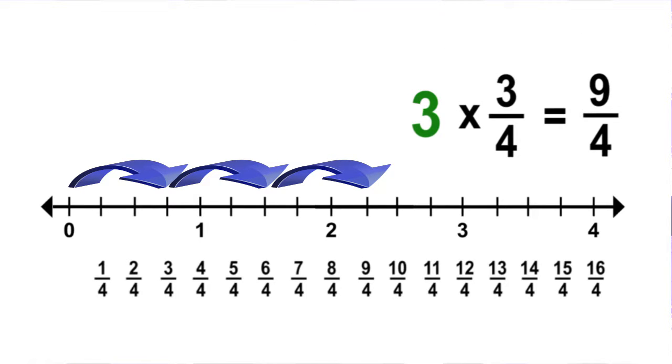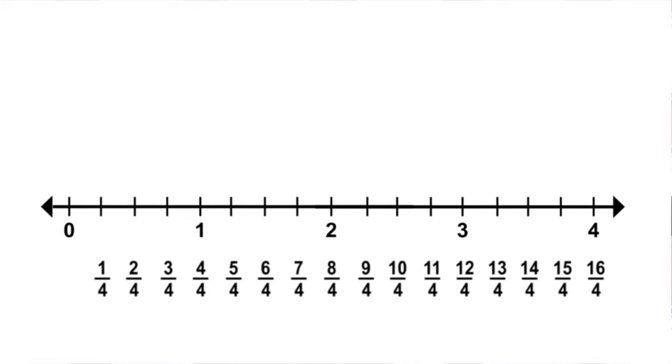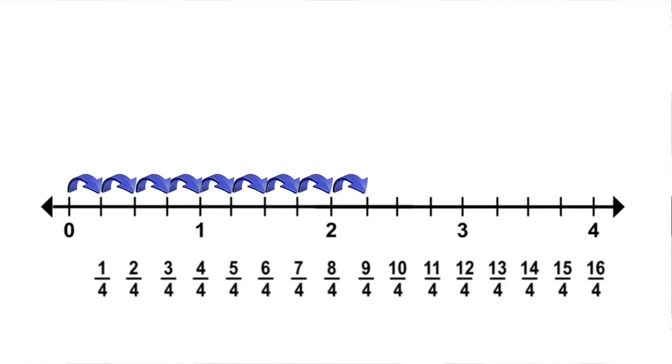3 times 3/4 is the same as 3 groups of 3/4. Each 3/4 is made up of 3 groups of 1/4, so we can also think of this as 3 times 3/4, or 9 groups of 1/4, or 9/4. Now let's take our second problem of 9 times 1/4 and model it on a number line. We make 9 jumps of 1/4: 1/4, 2/4, 3/4, 4/4, 5/4, 6/4, 7/4, 8/4, 9/4.